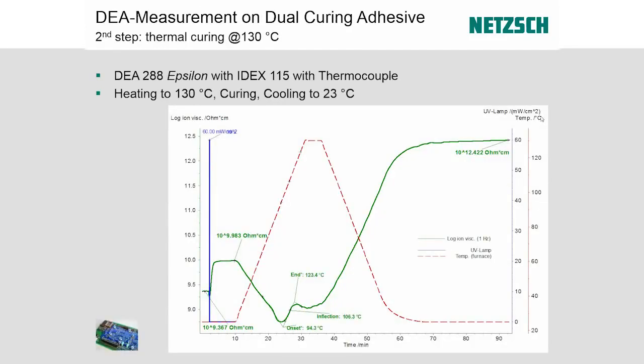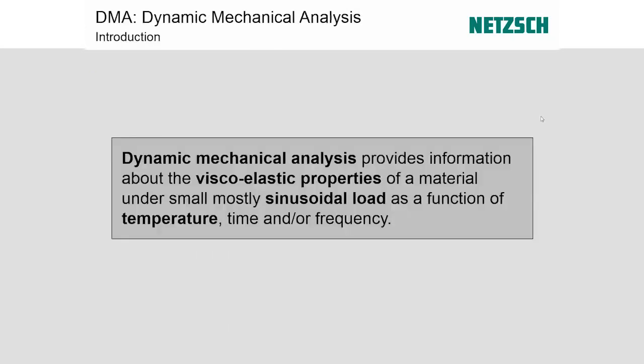But this only gives us our ionic viscosity. It tells you a bit about our cross-link density, but much of the time you'll want to know a little bit more. You'll want to know how this is behaving mechanically as a result of this cure. And in order to get that information, we use the DMA.